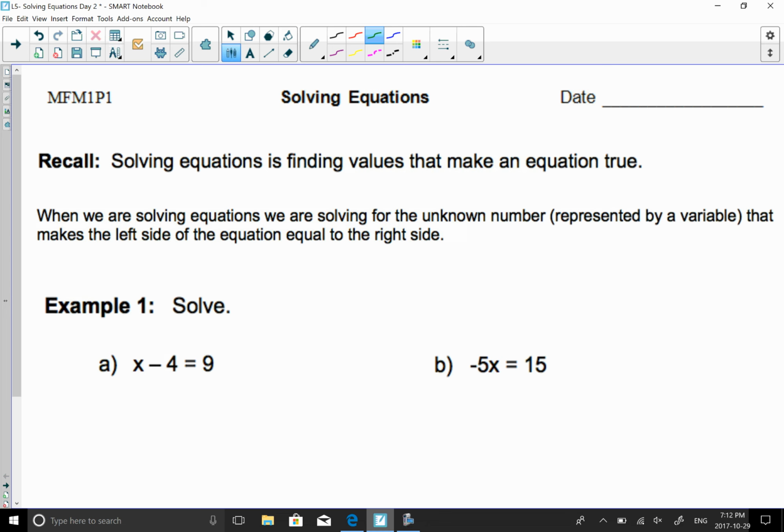So in example 1, it says to solve. So again, we're trying to find, this means find the value of the variable. Value, in other words, number of the variable.